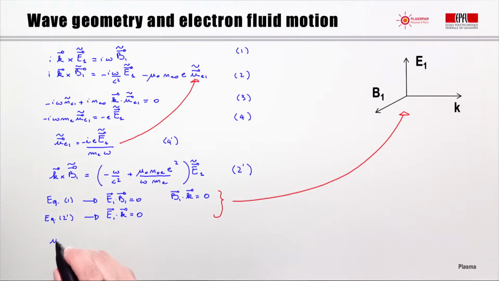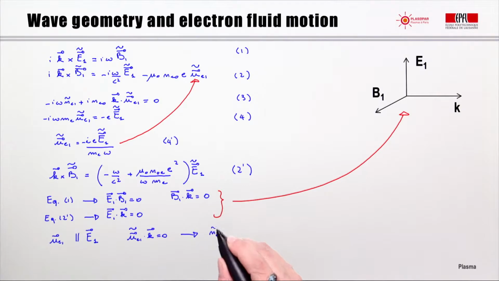On top of this, from equation 4', we can see that the velocity of the electron is parallel to the electric field. This means that the velocity of the electron is also orthogonal to the k vector, and u dot k is 0. From this, from equation 3, we can deduce that the density perturbation is also 0. This means that while the wave propagates in the plasma, there is no motion of the electron density, and the electrons just move as rigid planes up and down along the electric field.